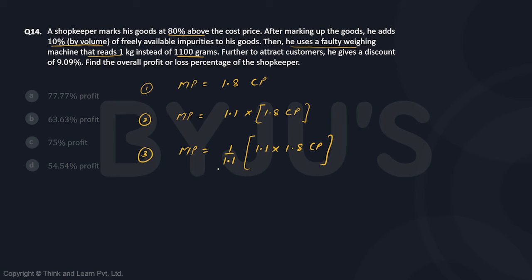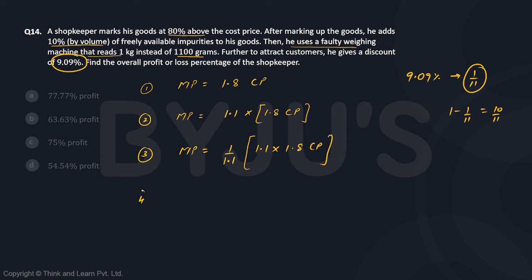Okay, now the last effect is a discount of 9.09%. Now 9.09% you need to convert it in terms of fraction. So 9.09 percentage in terms of fraction is 1 upon 11. A discount of 1 upon 11. So the selling price will be 1 minus 1 upon 11 of the market price, and that is 10 upon 11. So the effect here will be 10 upon 11.